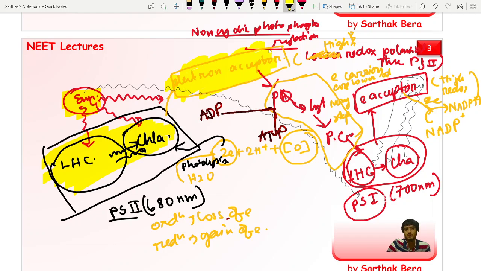This electron acceptor is at a higher redox potential than photosystem 2, and this electron acceptor passes its electron to various electron carriers, namely first plastoquinone, then cytochrome, then plastocyanin. And these electron carriers are arranged in a down potential gradient.